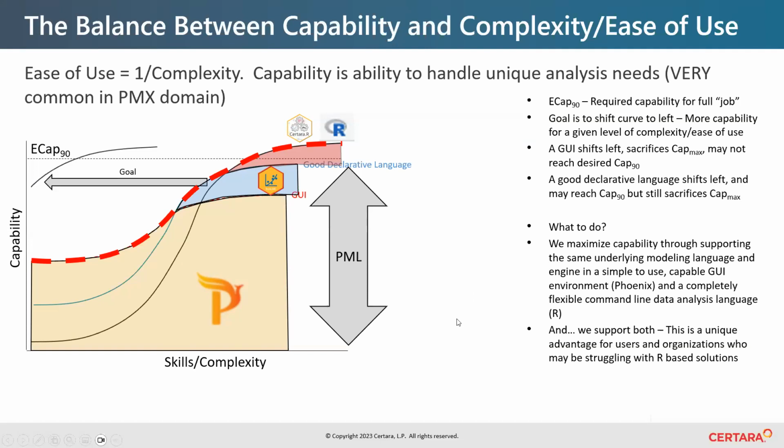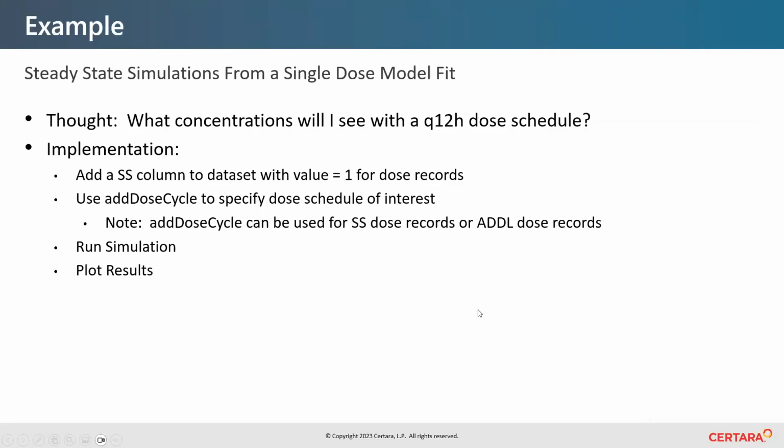So I hope this gives you a really good feeling for why we've done what we've done with RSNLME and Phoenix. This is what we're trying to achieve: push this curve to the left while maximizing the capabilities of our collective tool sets.